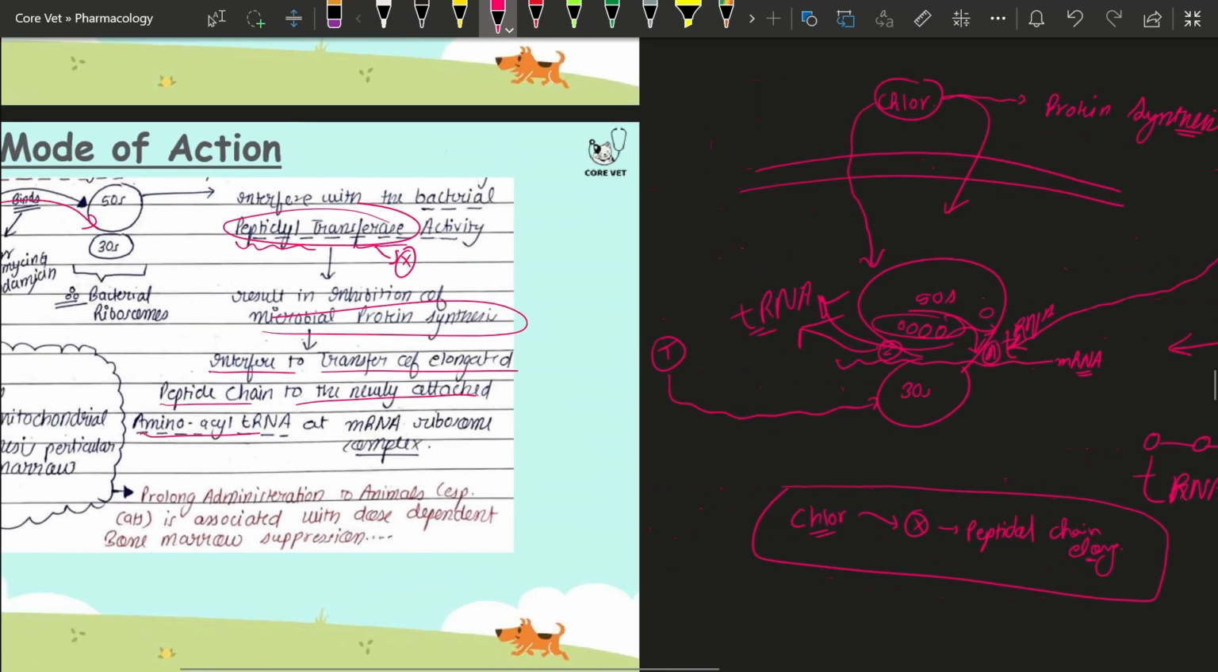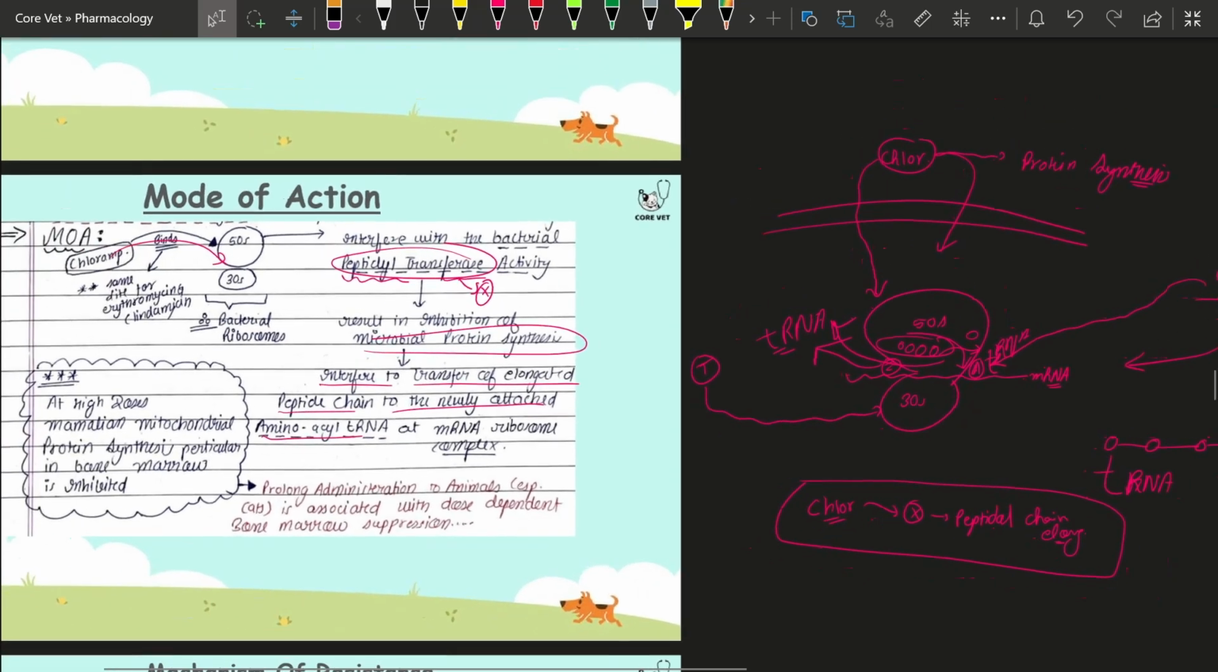So which particular enzyme is responsible for the elongation? It was the peptidyl transferase, right? But the chloramphenicol is going to inhibit that particular enzyme. Due to the inhibition of that enzyme, the chloramphenicol is leading to what? The inhibition in the protein synthesis.